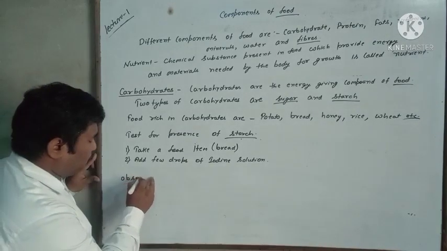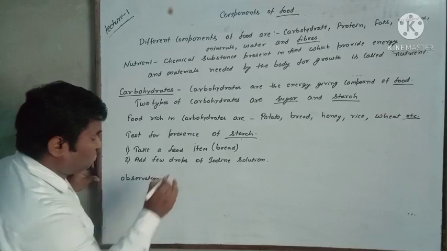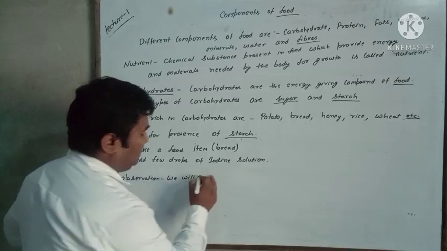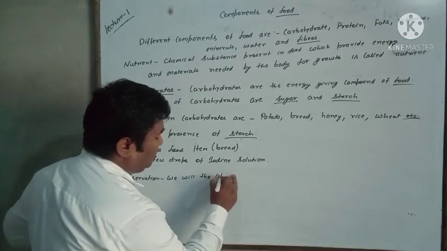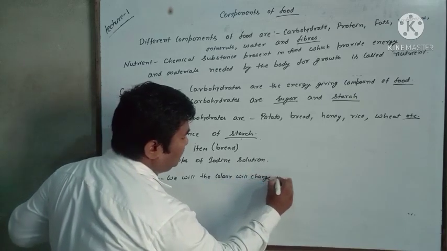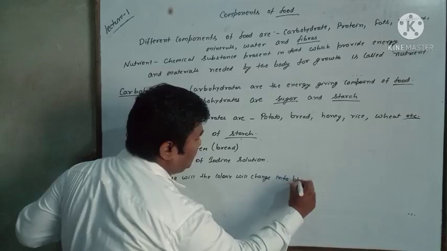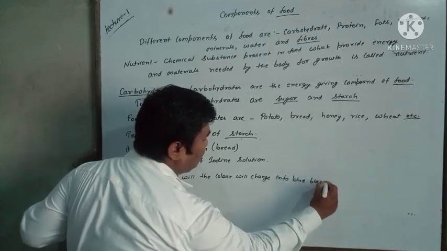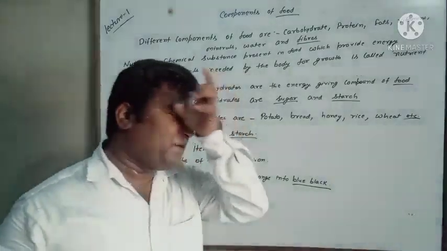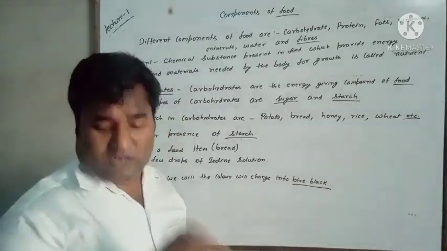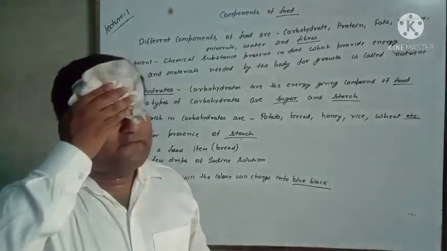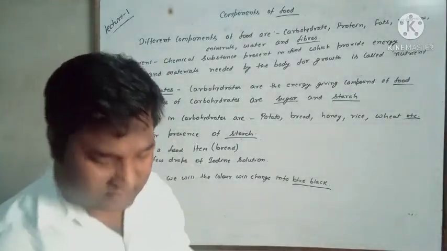Observation: we will see the color will change into blue black. If the color changes into blue black, for example, instead of bread you have taken some other food item and you have added a few drops of iodine solution. If the color does not change into blue black, we can say starch is not present.